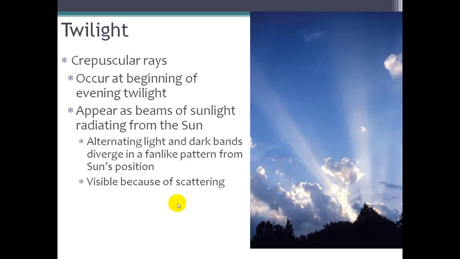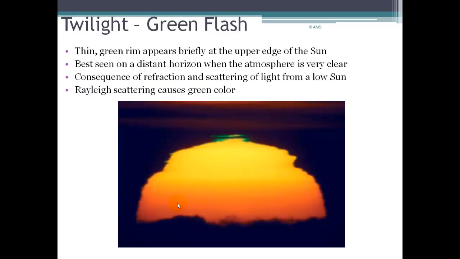And you kind of draw these pictures when you're a kid, you know, with the sun casting out its rays. And it happens because of scattering in the atmosphere and the extreme amount of atmosphere that the sun's rays have to pass through when it's low on the horizon, like it is at twilight times.